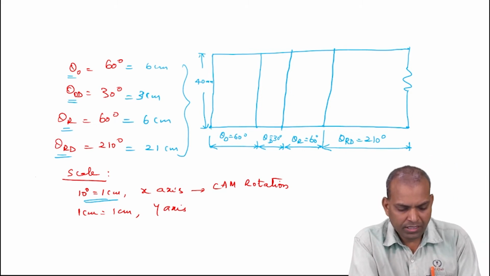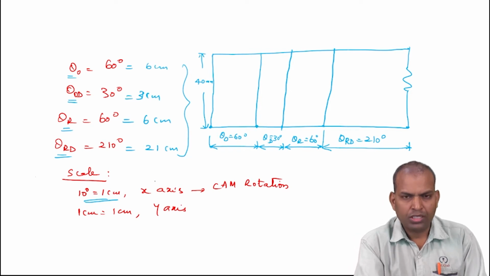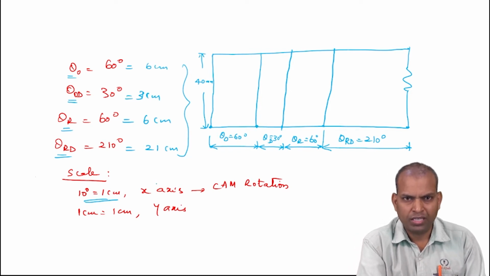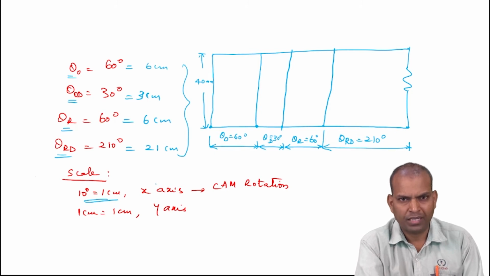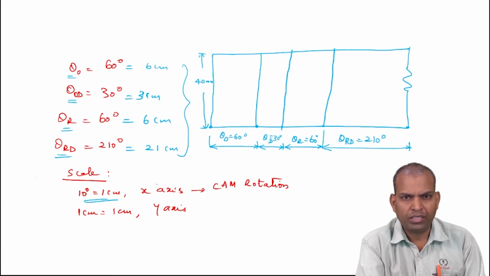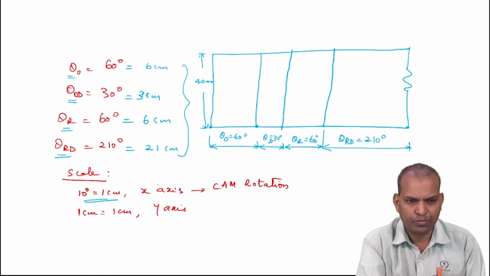Now divide these into equal even number of parts, either 4 parts or 6 parts or 8 parts. Generally we follow 6 parts, which is the optimum division. If you divide into an even number of parts, more clarity comes and accuracy will be improved.